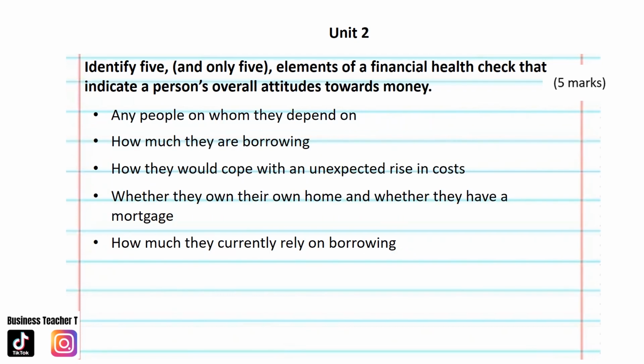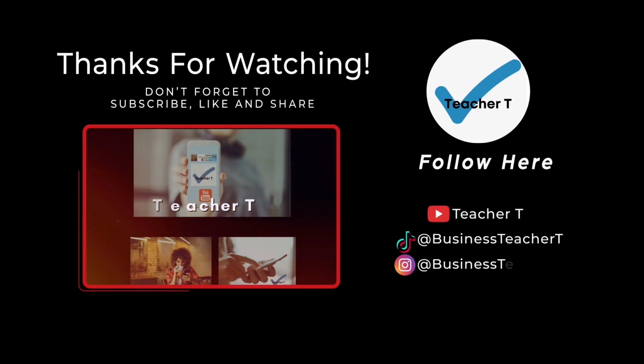And onto a Unit 2 identify question. Identify 5, and only 5, elements of a financial health check that indicate a person's overall attitudes towards money. Any people on whom they depend on, how much they are borrowing, how they would cope with an unexpected rise in costs, whether they own their own home or whether they have a mortgage.